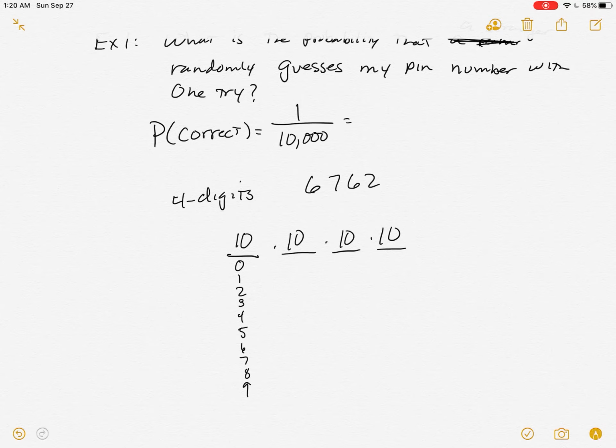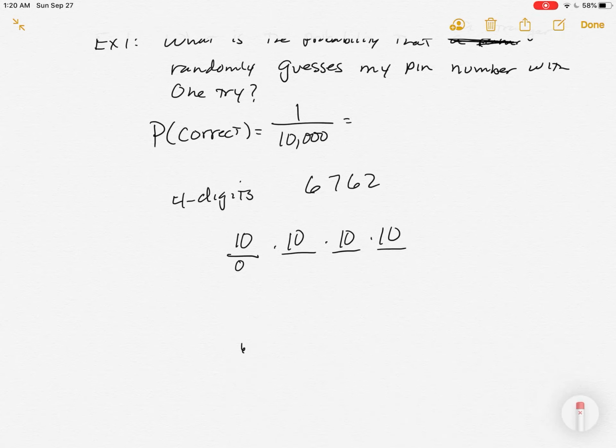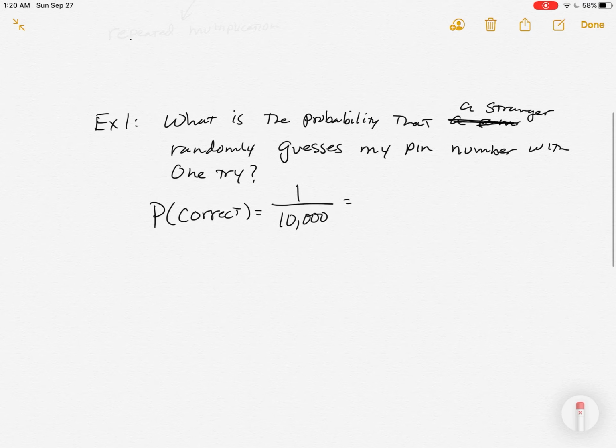So the stranger has a 1 in 10,000 probability of just randomly guessing my PIN number on the first try. So it's pretty safe, provided they don't know anything about me or what I might have chosen for that. That's an example of repeats being allowed.